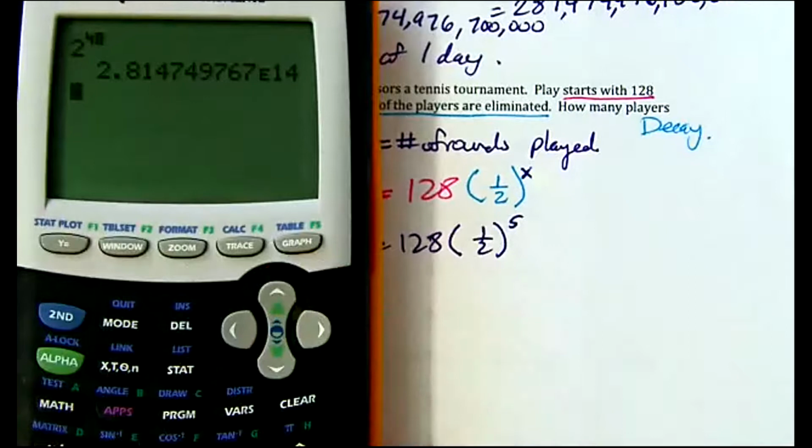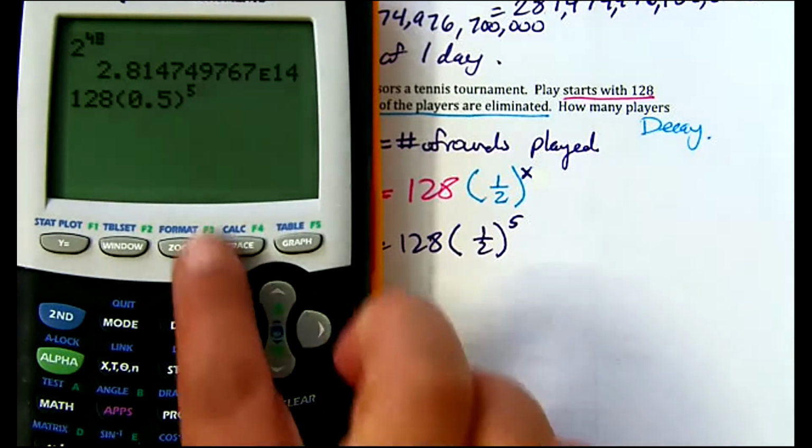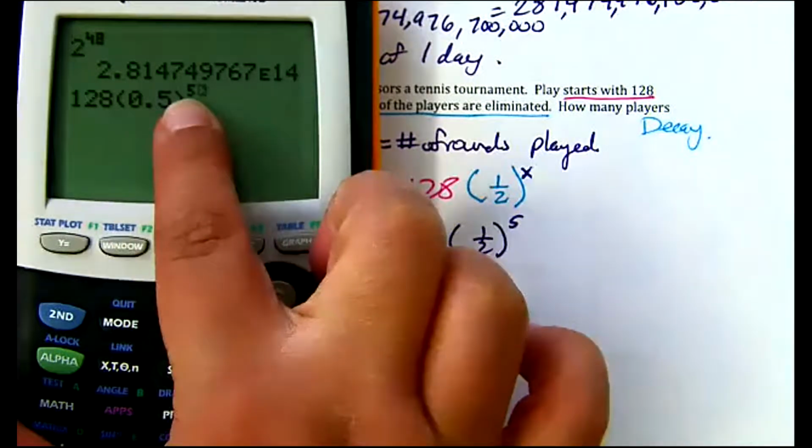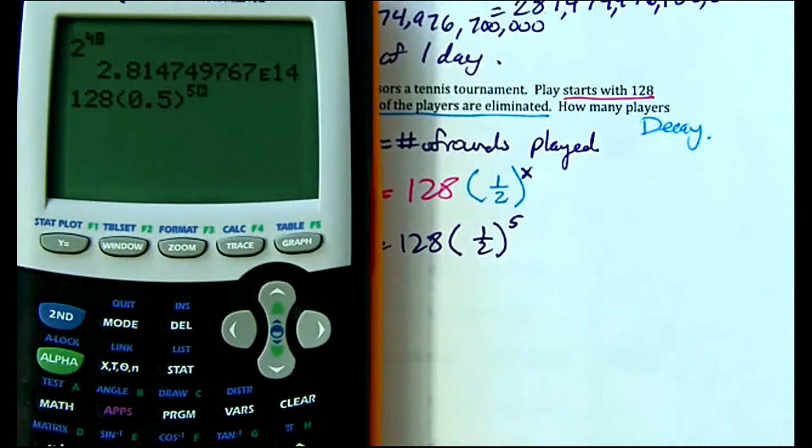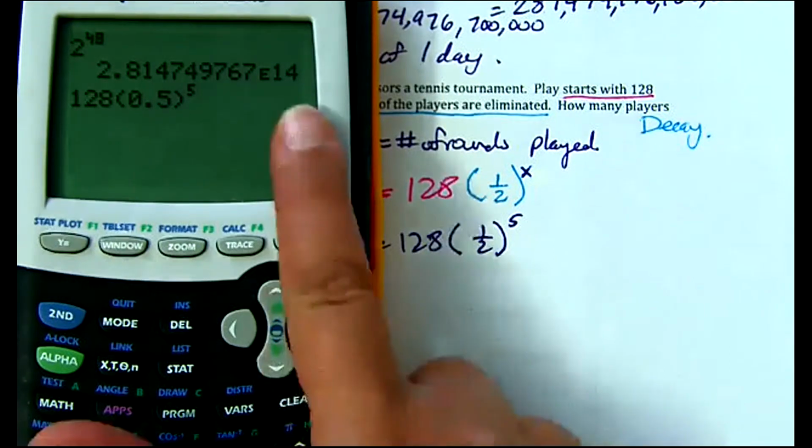So grab our handy dandy calculator. 128 times 1/2, or if you really want, you can put 0.5, which is totally fine, raised to the fifth power. So remember that it's only the 0.5 that's raised to the fifth power. Hit enter, and we get 4.